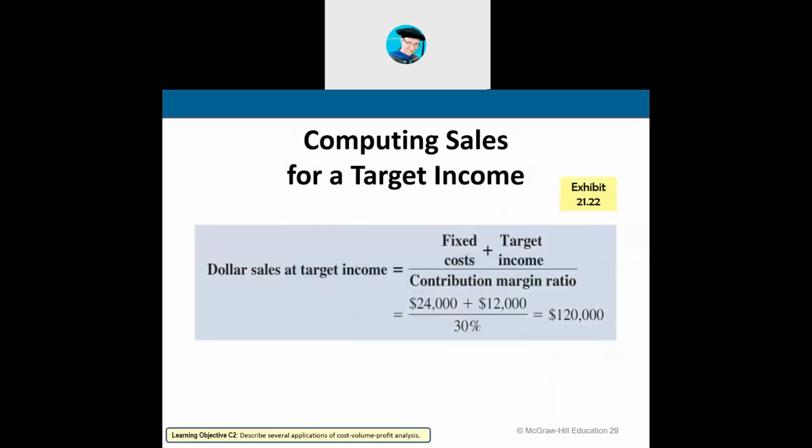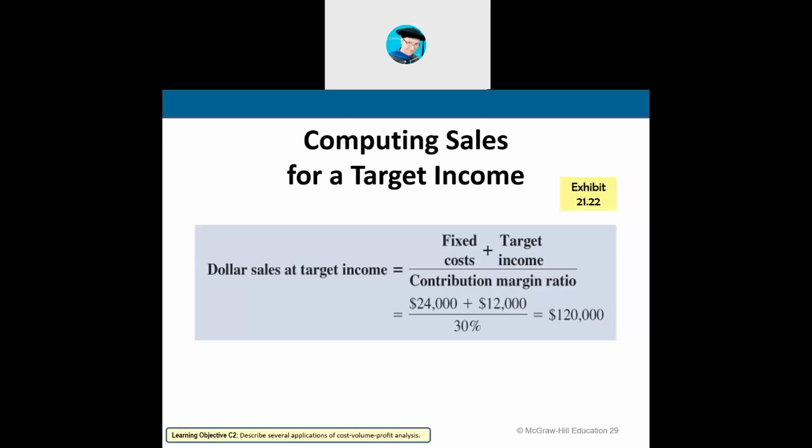This is where I come with target income. This is a nice concept because it shows us, think of it this way. I really want to make $12,000 a month. Net income, I really want to make net income of $12,000 a month. How do I do that? How much do I need to sell in order to hit that goal?